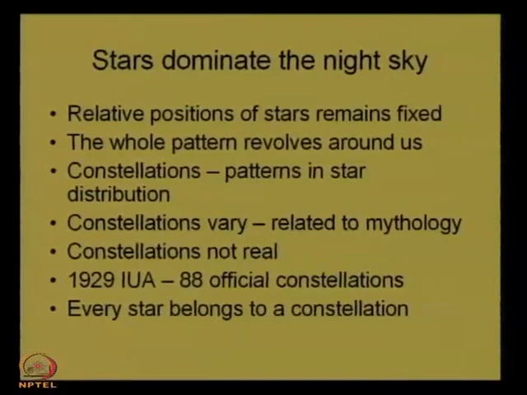The definition of the constellations also changed with time, in the sense that what people 1,000 years ago defined as constellations, people 500 years ago possibly redefined. And in 1929 the International Astronomical Union, the IAU, fixed the 88 official constellations. All the stars in the sky were divided into 88 official constellations, now officially accepted as defined by the IAU. The boundaries have been fixed, and every star now belongs to some constellation or the other. So it covers the entire sky, and there are 88 of them.